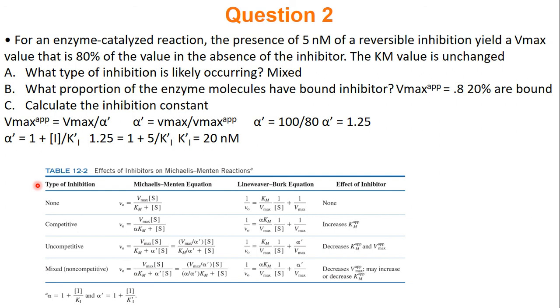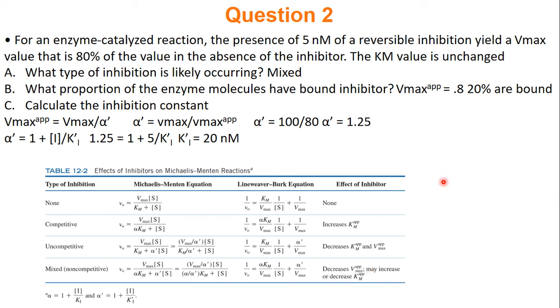So I have an enzyme catalyzed reaction, and I add 5 nanomolar of a reversible inhibitor. My Vmax is 80% of the value it was without inhibitor, and Km is unchanged. So what type of inhibition is this? Well, this is mixed, because Vmax is decreasing, but Km is not changing. So if Vmax is decreasing, we only have a choice of 2, uncompetitive and mixed. But in uncompetitive, the Km also decreases. We aren't seeing that, so it has to be mixed.